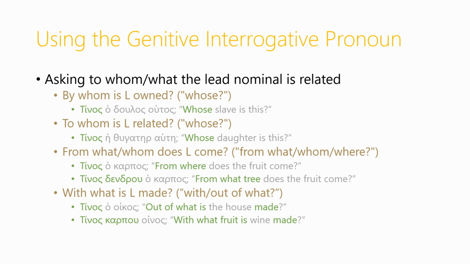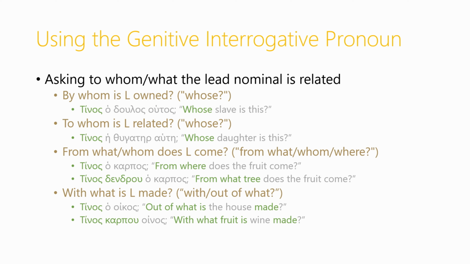The genitive interrogative pronoun takes a little bit of time to get used to using. What we're doing when we use it is asking to whom or what the lead nominal is related. So, this might be asking, by whom is the lead nominal owned? Tinos doulos houtos. Whose slave is this? We might translate that. And tinos is asking whose.